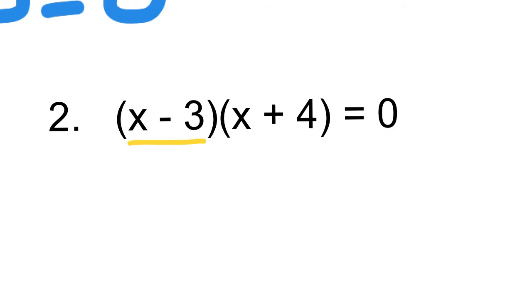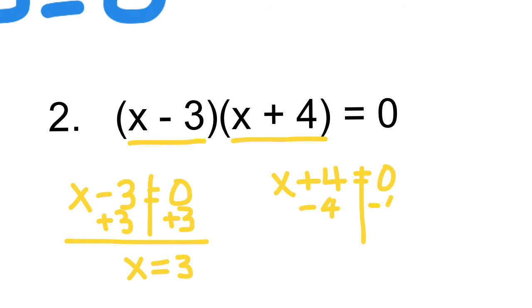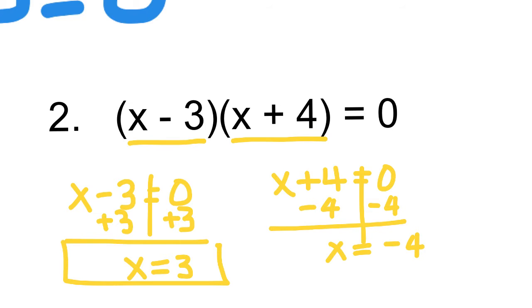For number 2, let's look at the factors. One factor is x minus 3. The other factor is x plus 4. So x minus 3 is equal to 0. X plus 4 is equal to 0. Then you simply solve, isolating the variable to get your solutions. Remember to show all this beautiful work. So our two solutions here are x equals 3, x equals negative 4.